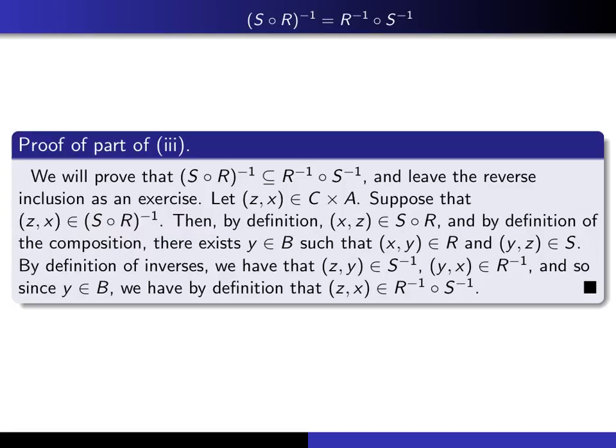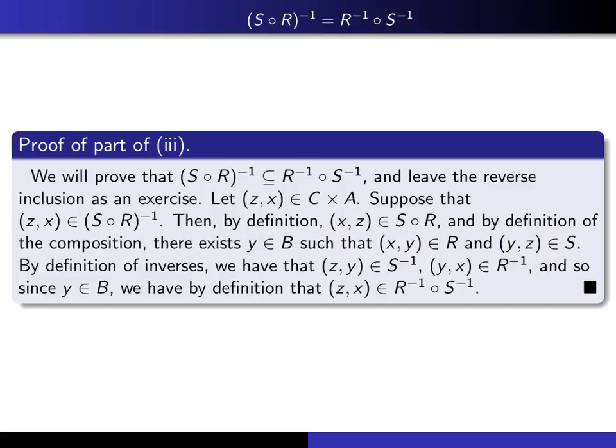Now what's the definition of that? Well, the first thing you should see is the inverse sign, not the composition. To say that this lies in the inverse is to say that if you reverse the arrow, reverse the order in the ordered pair, that lies in R composed with S. Now what's the definition of this statement? The definition of that composition is that there exists a y in B such that xy is in R and yz is in S.